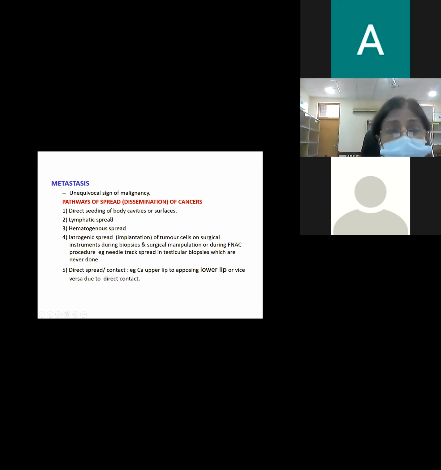Then we have lymphatic spread. Then we have hematogenous. Lymphatic spread is via the lymphatic channels. Hematogenous spread means via the bloodstream.